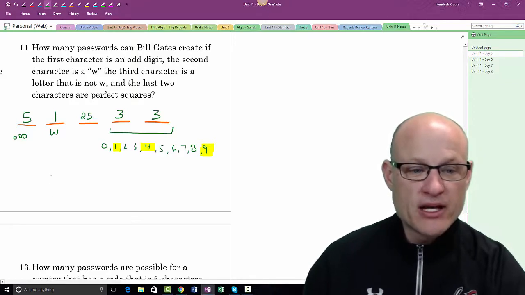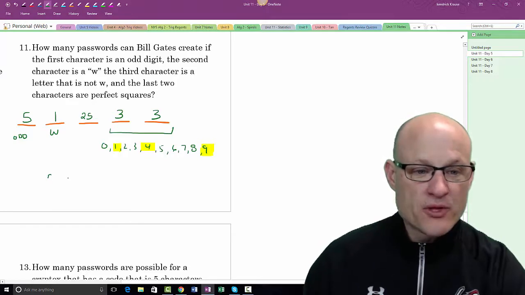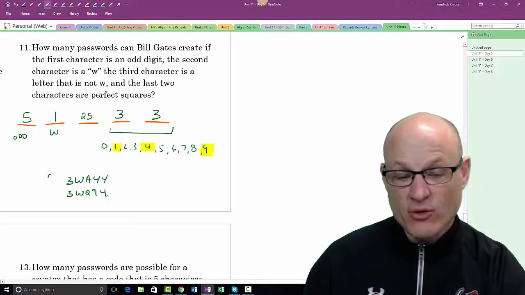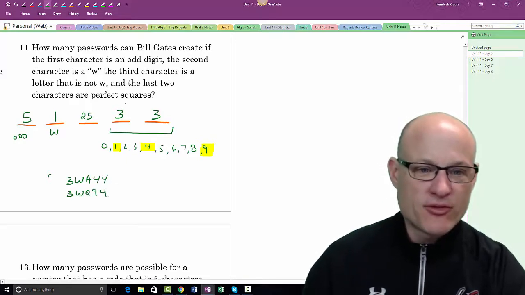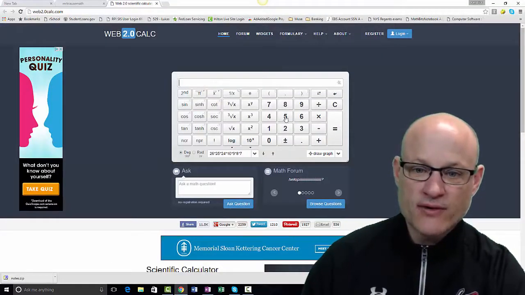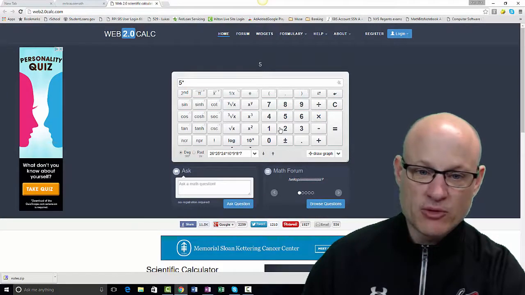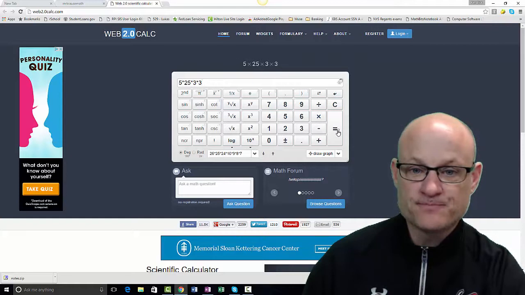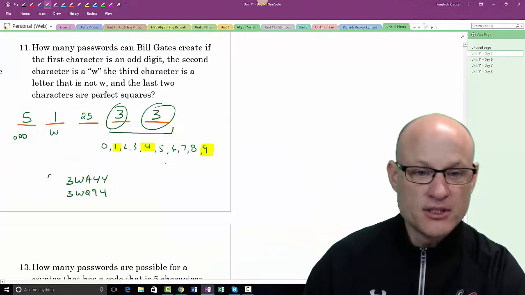So this could be something like an odd number, 3WA44 or 3WQ94 or something like that, right? The last two I have 3 choices for, perfect squares. So I'll clear that out. 5 times, I'm not going to multiply times 1 because that's boring. 25 times 3 times 3, 1125. So there are 1125 ways.